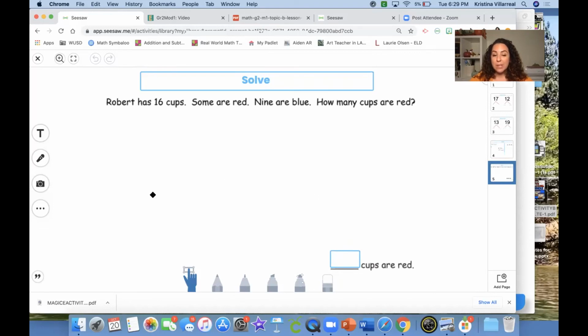You can use your Seesaw activities. If you need to use a whiteboard and draw pictures, you can do that, but take a picture of your whiteboard so I can see your work and type the answer right here. Blank cups are red. Remember, I like to see your work and show me how you're thinking.